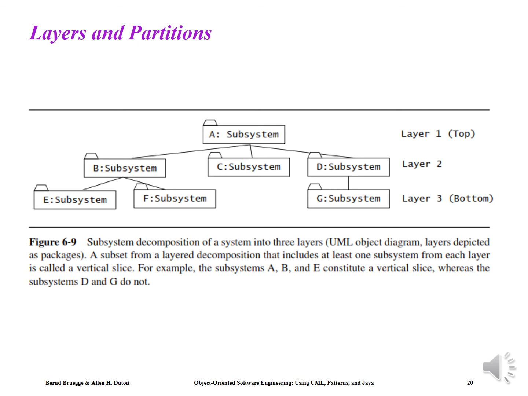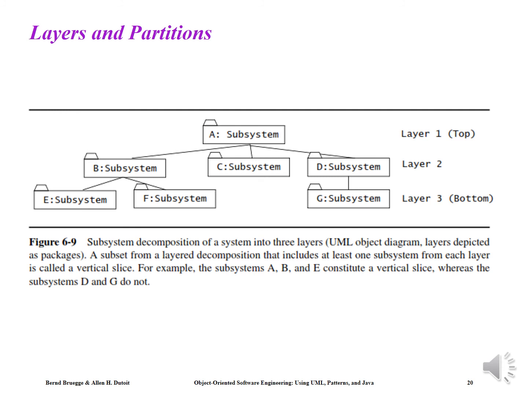So this example shows the hierarchical decomposition of a system. Subsystem decomposition of a system into three layers: layer 1 top, layer 2 mid, and layer 3 bottom. The layer that does not depend on any other layer is called the bottom layer, and the layer that is not used by any other is called the top layer.